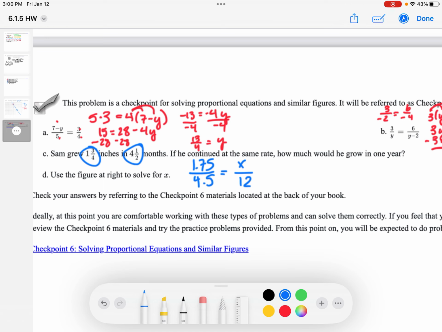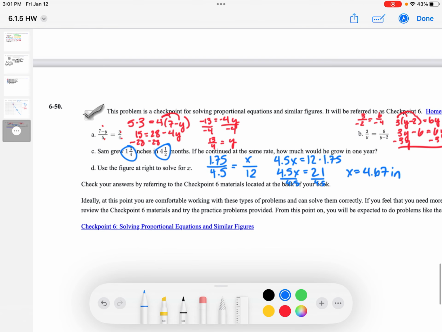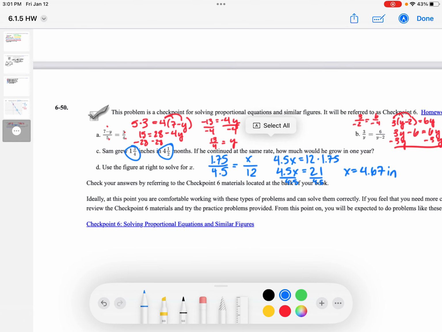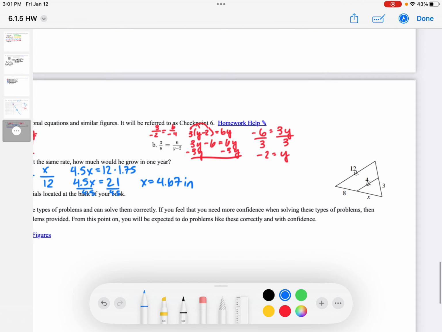Okay, so then I'm going to cross multiply, use the butterfly method again. I'm going to get 4.5x equals 12 times 1.75. Okay, 12 times 1.75 is 21. And then I'll divide both sides by 4.5. And I get that x equals 4.67 inches. Does that seem reasonable? I mean, that'd be a lot to grow in a year, but if he continued at the same rate, that's what he would do.